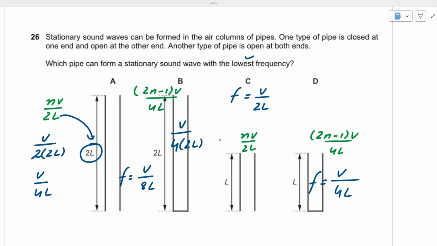So the frequency of the first harmonic for all of these have now been calculated. The first one is V over 4L, second one is V over 8L, third one is V over 2L, and the last one is V over 4L. Which one is the lowest? It is V over 8L, because the greatest denominator is for the second option. Whatever the value of V is, whatever the value of L is, the greatest denominator would be in option B.